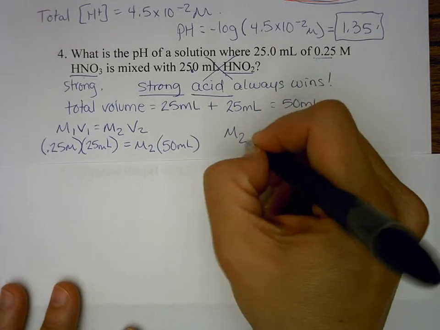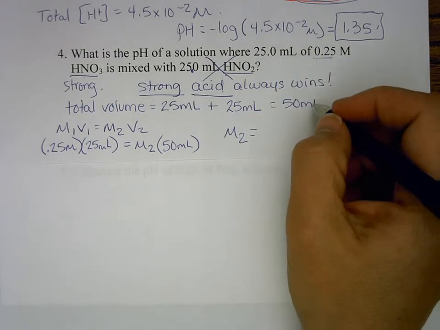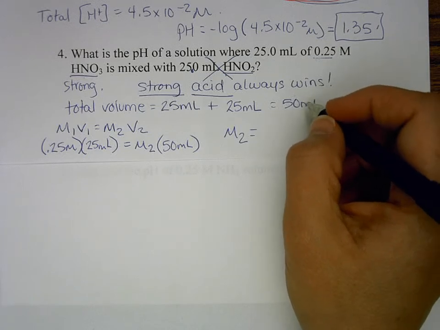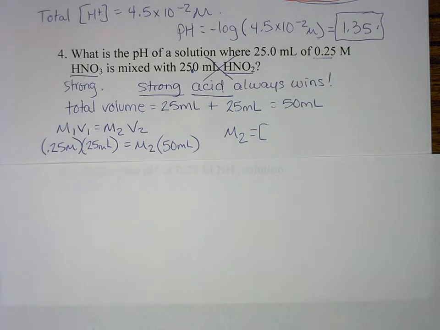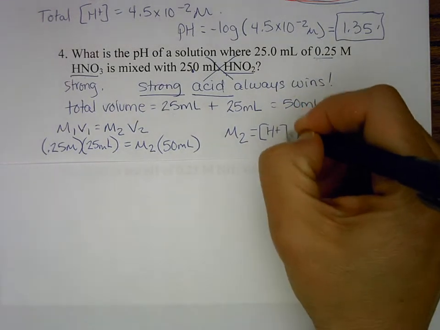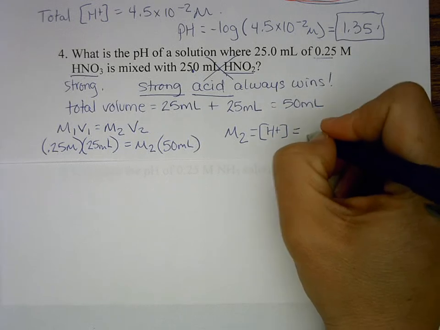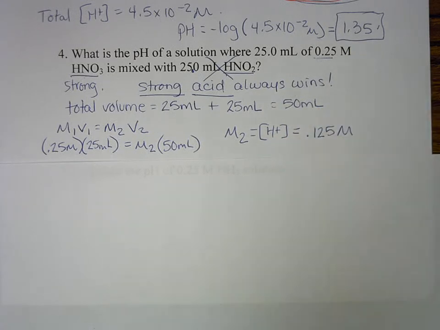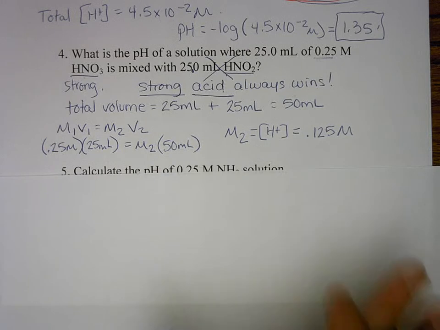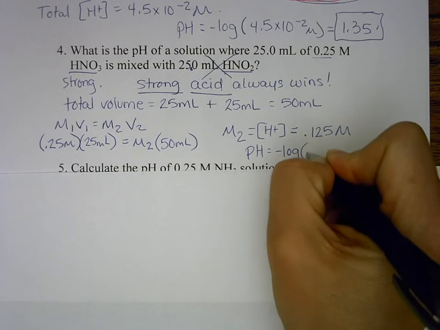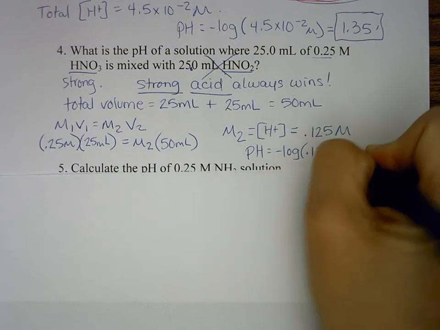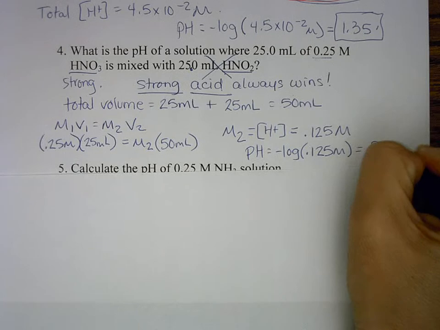So that M2 is really what I'm finding, the concentration of the nitric acid, but it's also the same thing as the concentration of hydrogen ions, because it's a strong acid and it basically fully dissociates. So that M2 is equal to the hydrogen ion concentration, which is 0.125. And then pH equals the negative log of that number, which is 0.903.